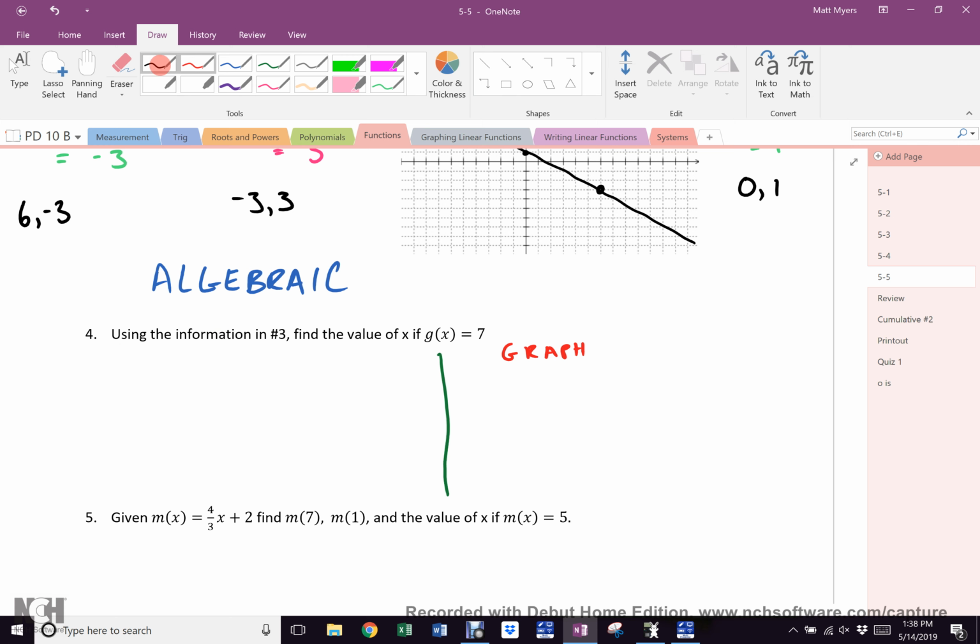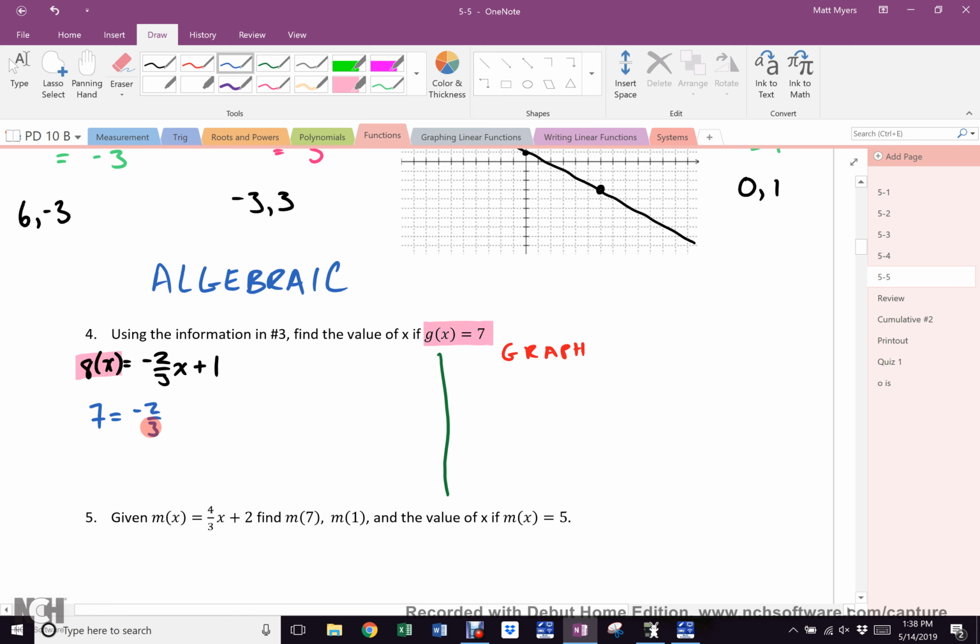What is the function that we have? We have g of x equals negative 2/3 x plus 1, correct? That's the function we're working with, yeah? Okay. What does that say? G of x equals 7. Where do you see the term g of x? Right there. Which means what do I write there? 7. And what does 7 equal?